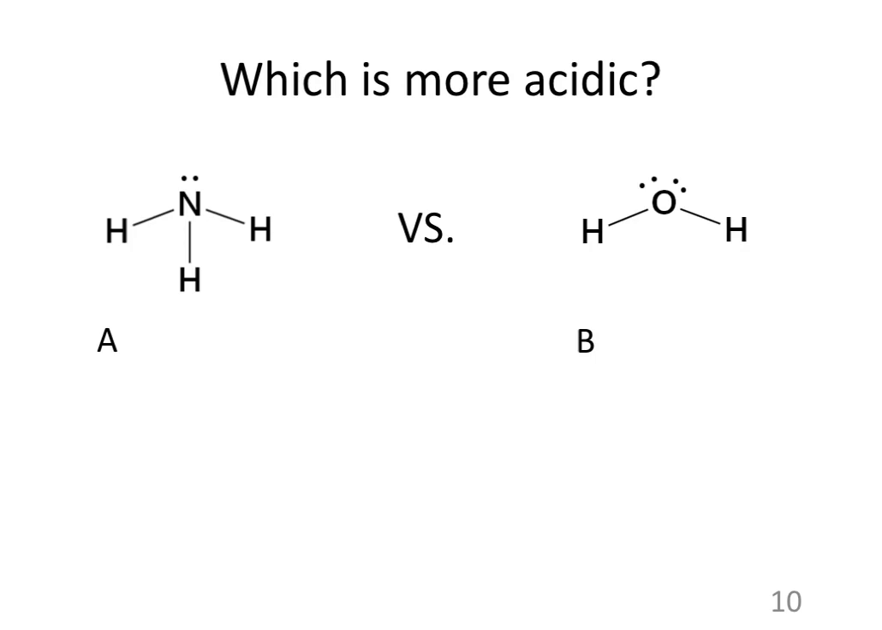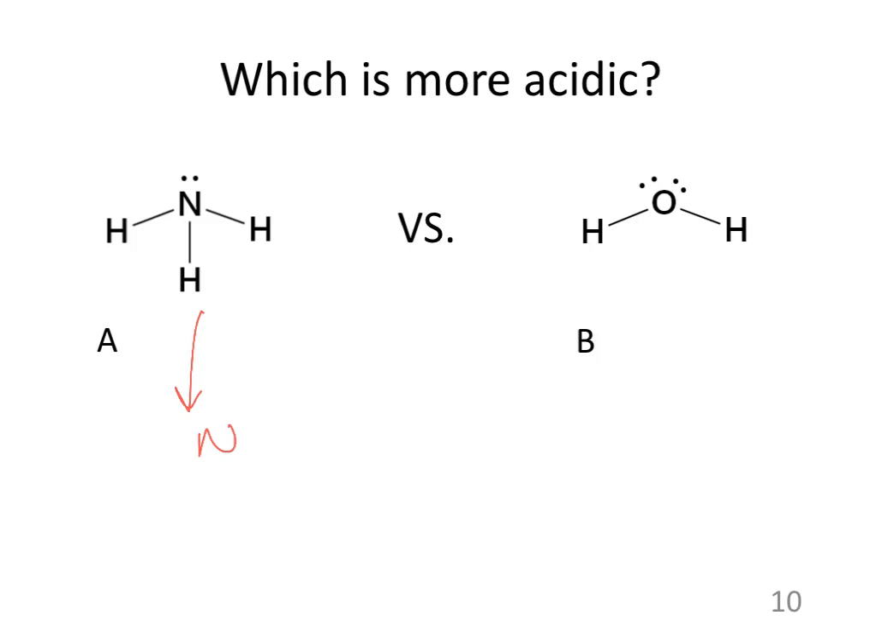Let's compare ammonia to water. Which one is more acidic? How do I even go about that? Well, it turns out, to decide which one's more acidic, you would want to look at the product. If it acted as an acidic compound, in other words, if it donated a hydrogen atom, what would you form?